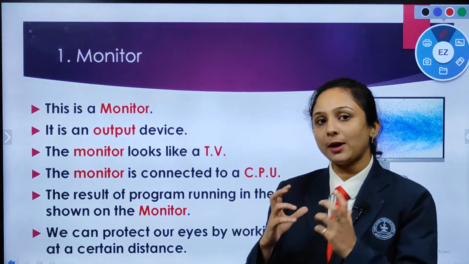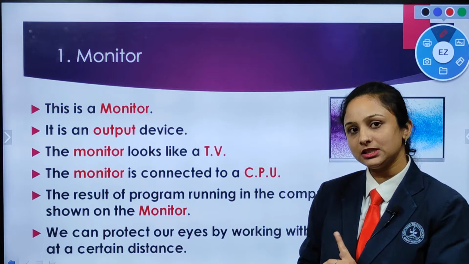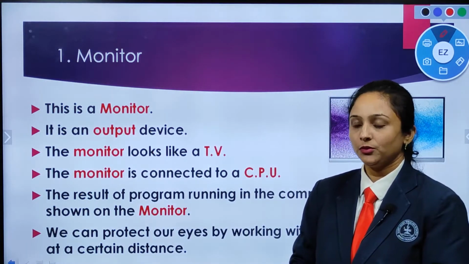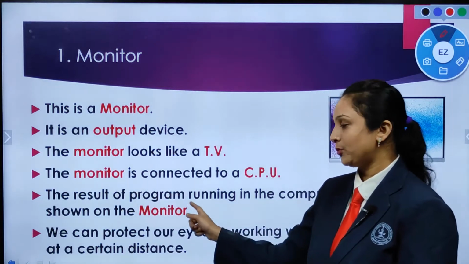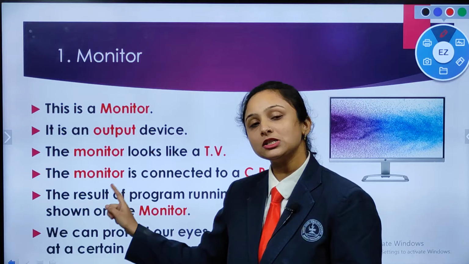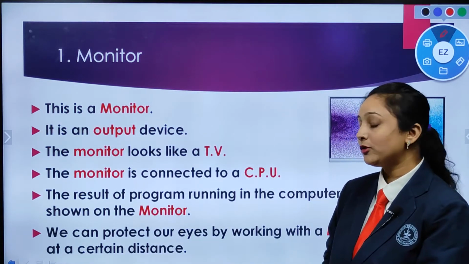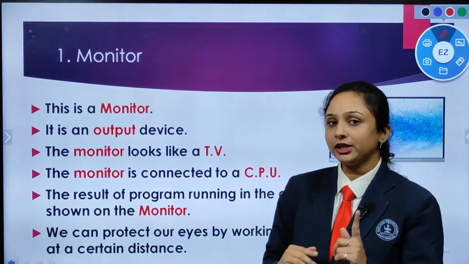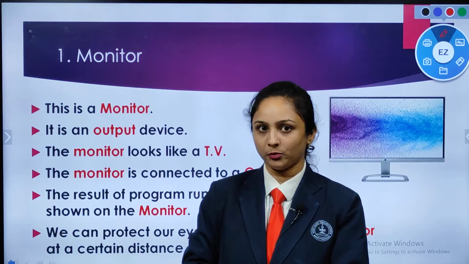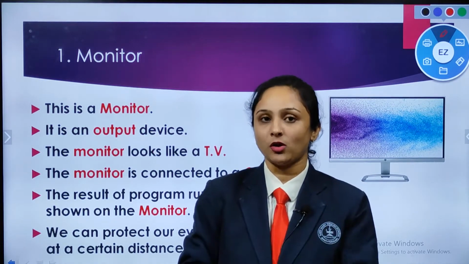Now we'll talk about the appearance. A monitor looks like a TV. It is connected to a CPU. Yes. And the result of the program running in the computer is shown on the monitor, and so it is known as an output device. Now one thing you have to remember: to protect your eyes, you should always work at a certain distance from the computer. If you are very close to it, you may spoil your eyes.